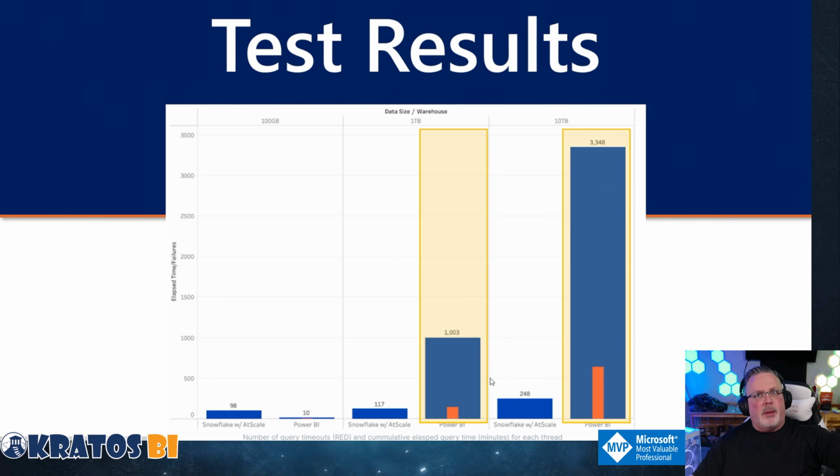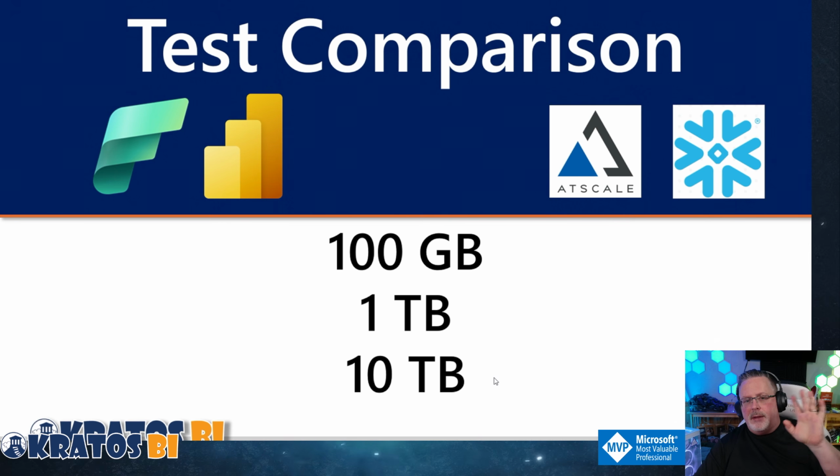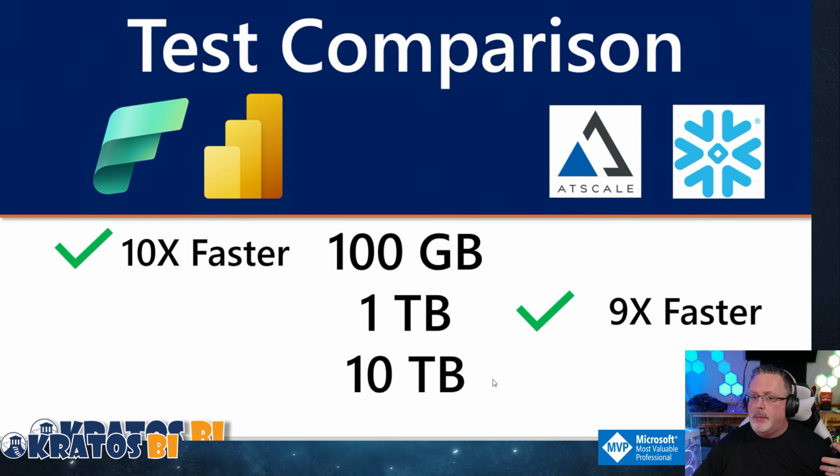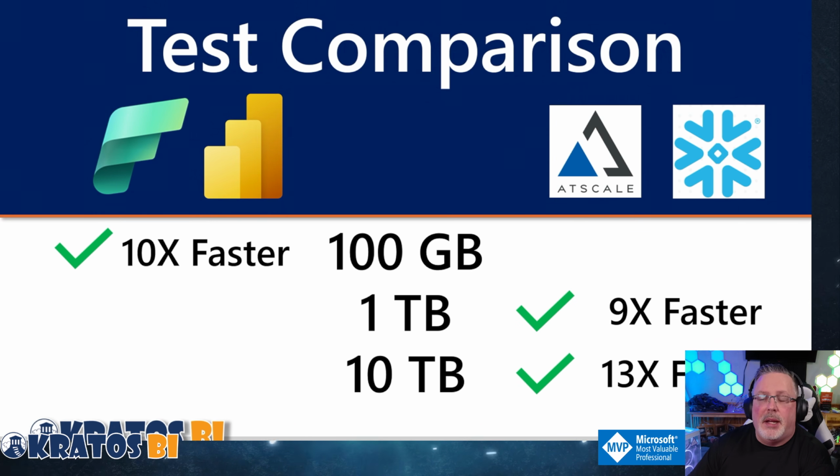But what was the summary of the study, okay? At the 100 gigabyte mark, Power BI Fabric was 10 times faster. That's awesome. When we go to the 1 terabyte mark, though, AtScale becomes 9 times faster, no errors. And at the 10 terabyte mark, it's 13x faster, all right?